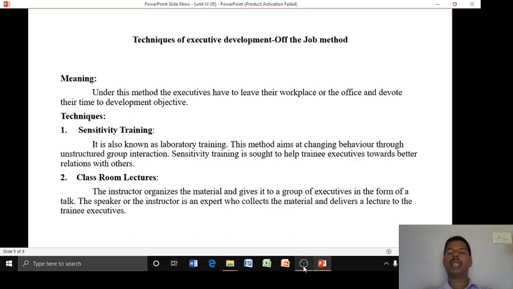This method aims at changing behavior through unstructured group interaction. Sensitivity training is sought to help trainee executives towards better relations with others. Not only similar colleagues, different types of colleagues will be there. Under this method, he is trying to understand changing behavior through unstructured group interaction.